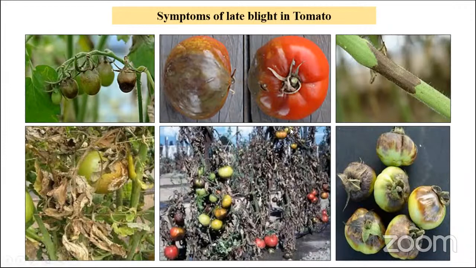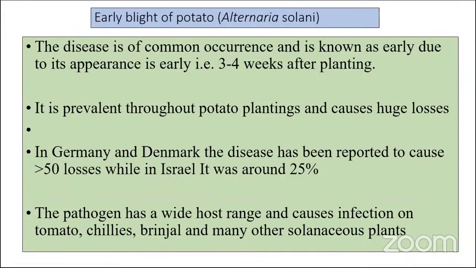These are the symptoms you can see in the tomato. These are water-soaked lesions appearing on the tomato fruits, starting from the early stages of crop growth. This one is a water-soaked lesion appearing on the stem. These are on the green tomatoes. This is how devastating Phytophthora infestans is in tomato. This pathogen causes severe losses in these solanaceous crops.